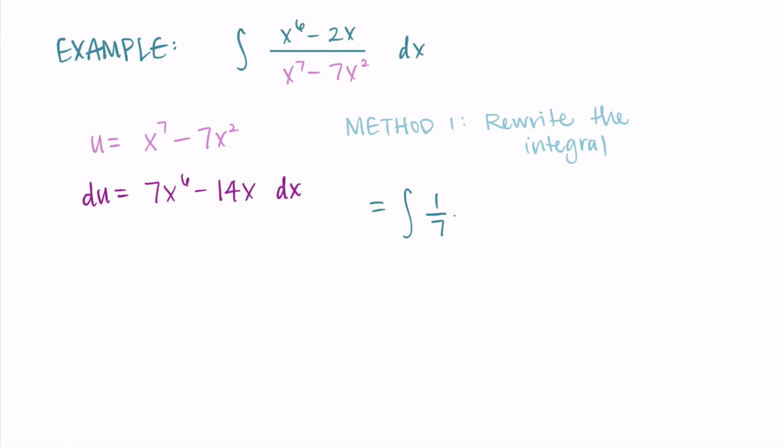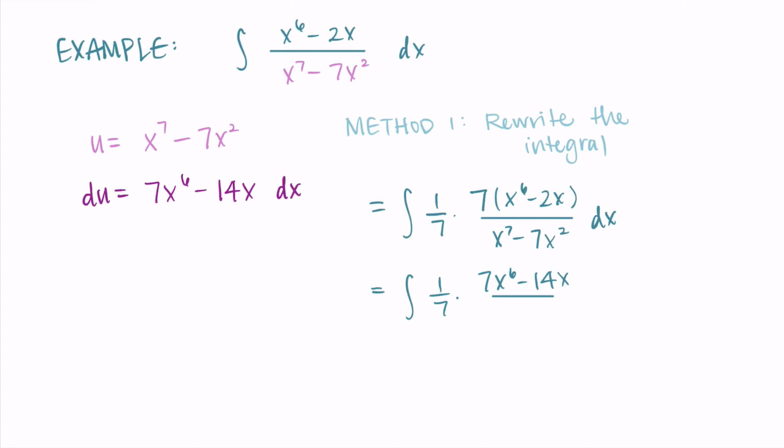Okay, so what I'm going to do is that I notice that the numerator, x to the 6th minus 2x, if I was to multiply that by 7, I'd get the du that I want. So I'd get 7x to the 6th minus 14x, which is the du I'm aiming for. So I'm going to multiply the numerator by 7, and to counteract that, I then need to multiply by 1/7. So this is like a fancy way of multiplying by 1. Then I'm getting 7x to the 6th minus 14x in the numerator, and x to the 7th minus 7x squared in the denominator, with that 1/7 there still.